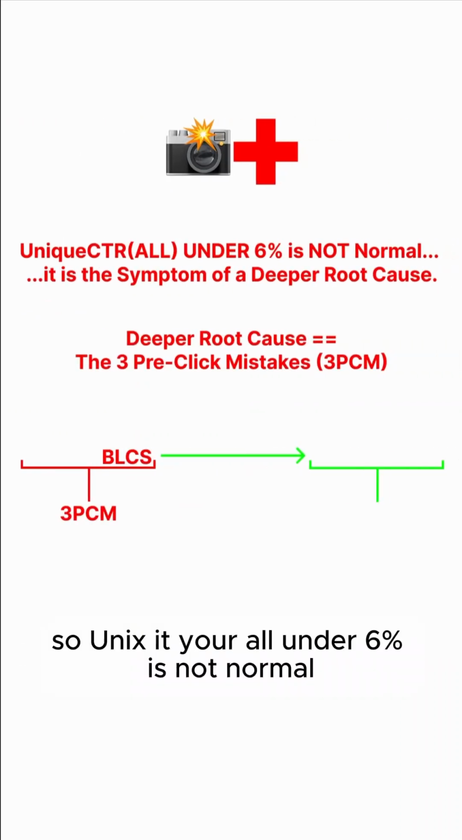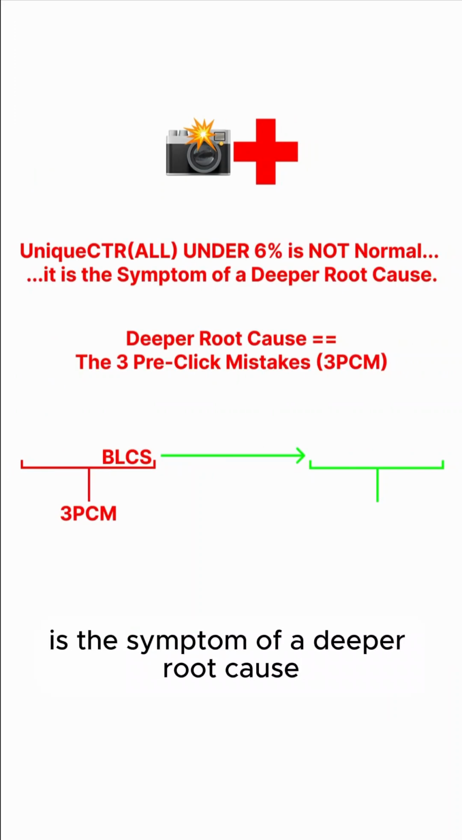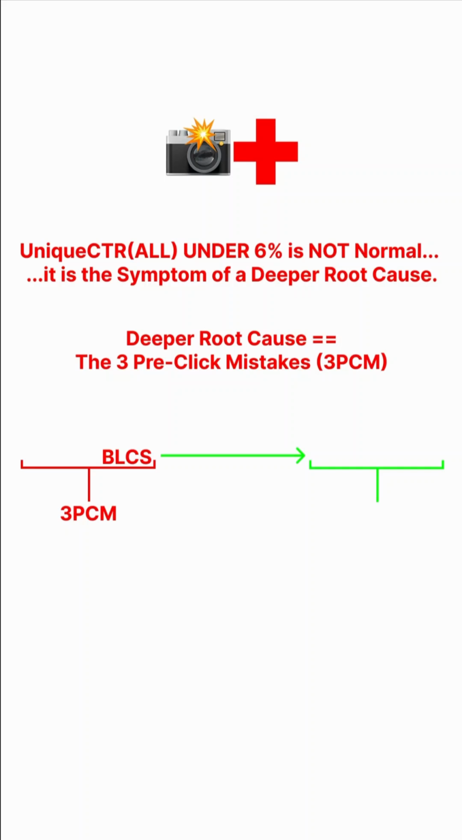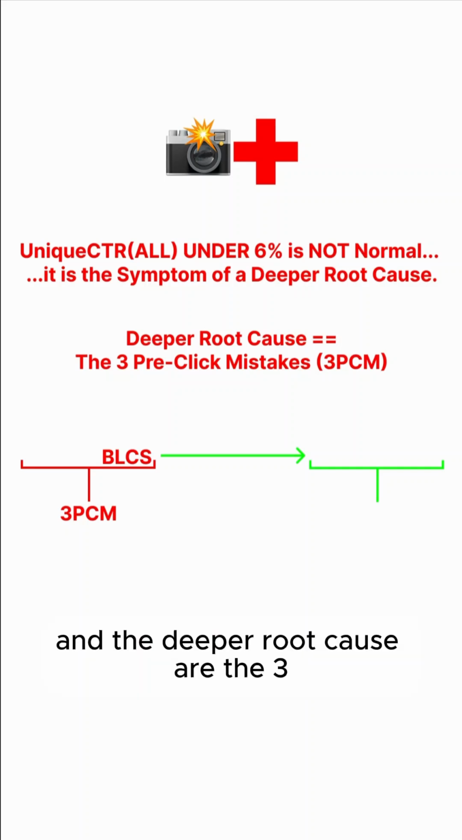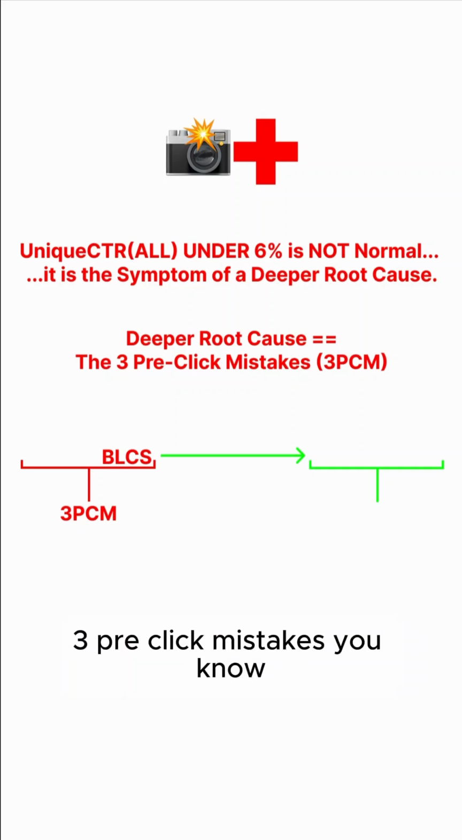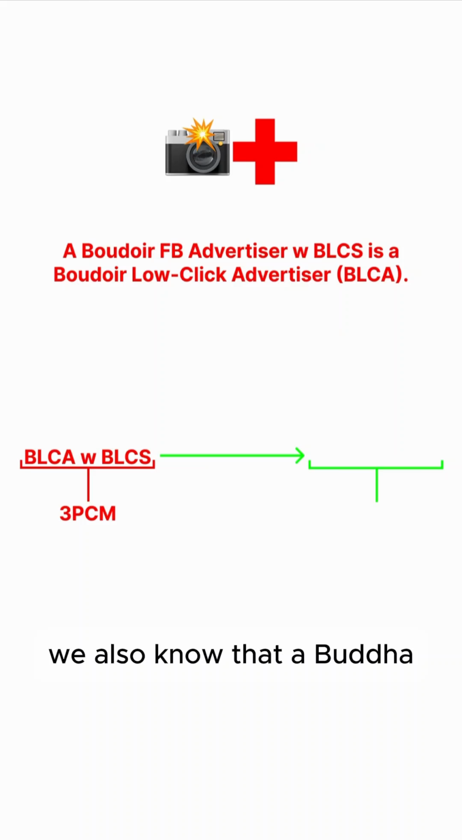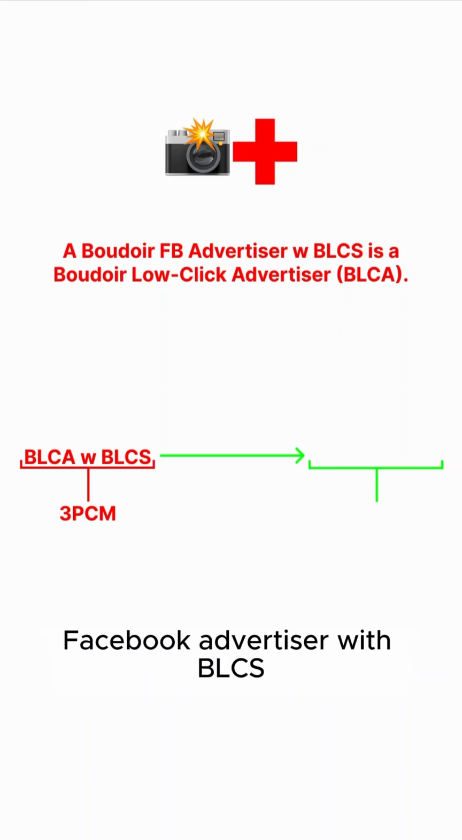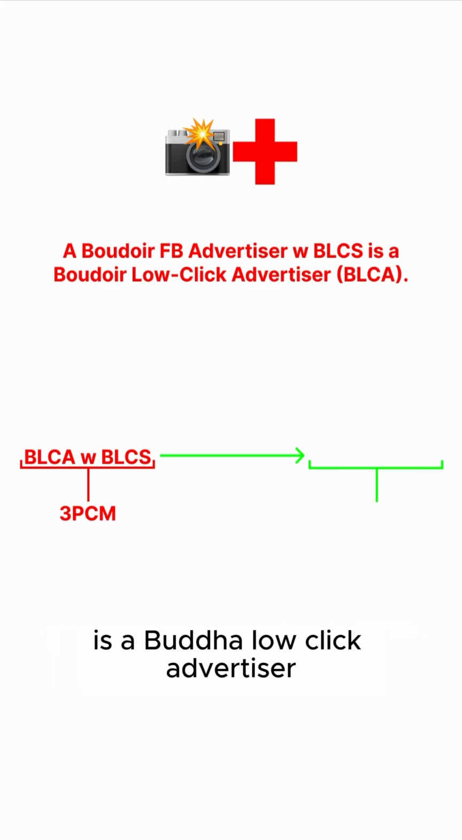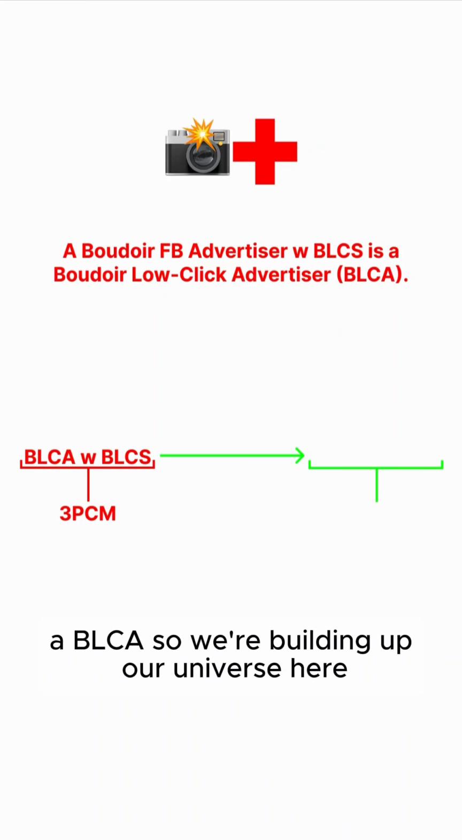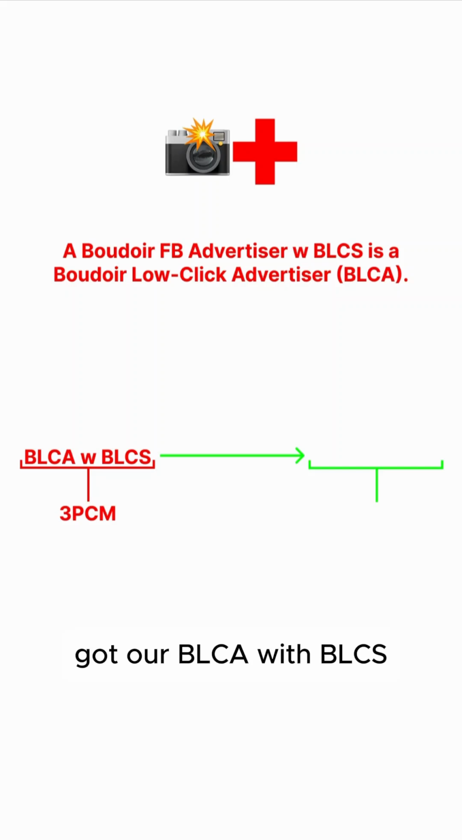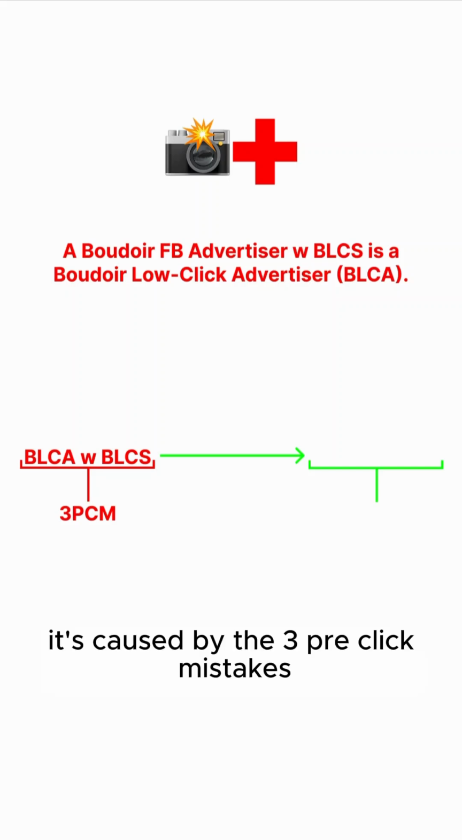So unique CTR all under 6% is not normal, it's the symptom of a deeper root cause. And the deeper root cause are the three pre-click mistakes. We'll look at those at the end of the video. We also know that a Boudoir Facebook advertiser with BLCS is a Boudoir low-click advertiser, a BLCA. So we're building up our universe here. Got our BLCA with BLCS. It's caused by the three pre-click mistakes.